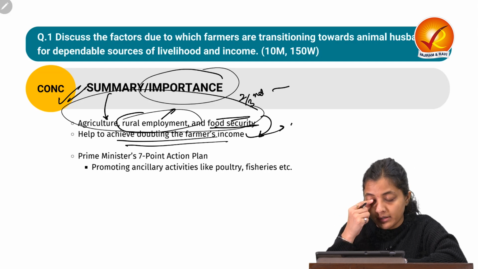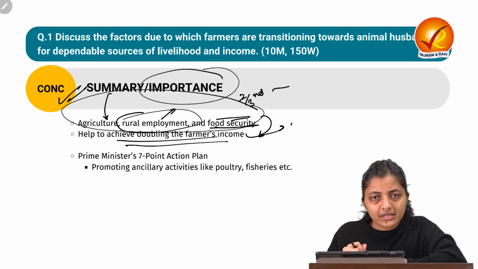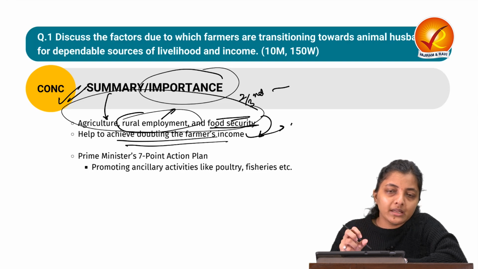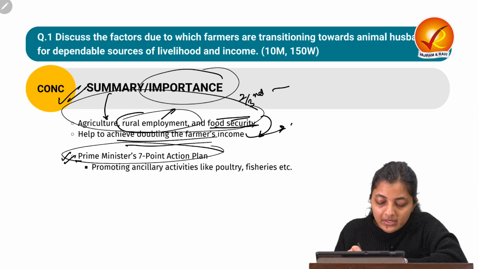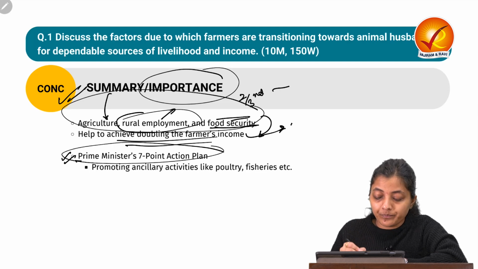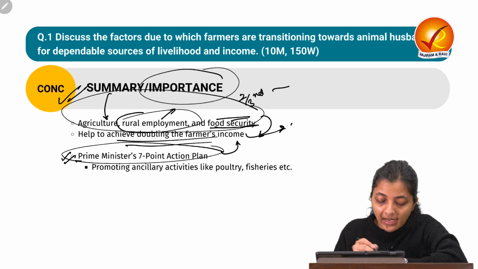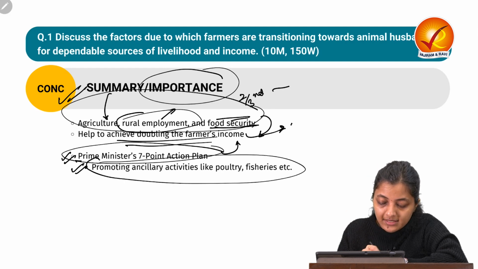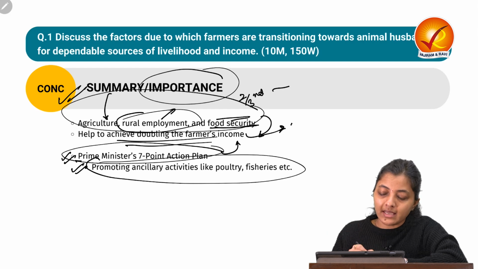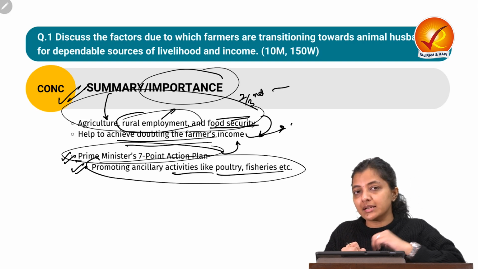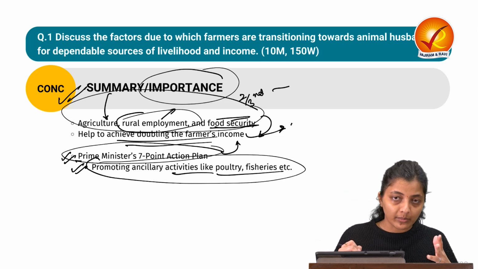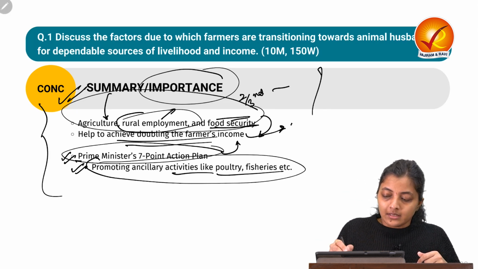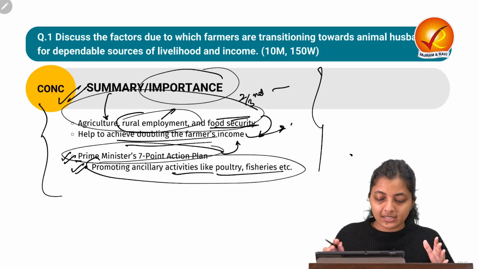It was already there till 2022, but it was missed. Now we are promptly pushing to achieve the same. You can also mention that there is a Prime Minister's 7-point action plan to increase the farmers' income, and one point amongst those is that we need to promote ancillary activities like poultry, fisheries, and animal husbandry to double the farmers' income. So this is it for the first answer.